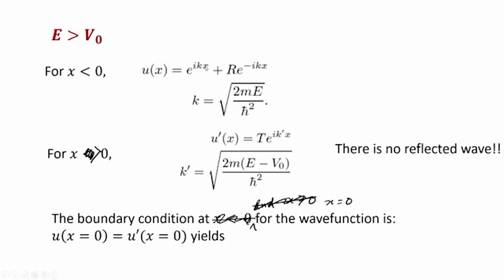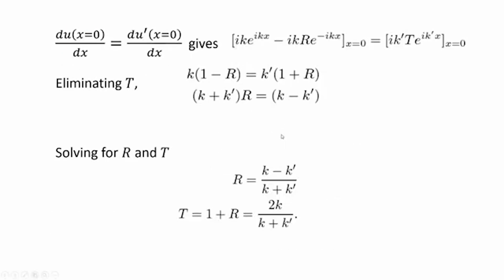We have written down the solutions, put x equal to 0 and match u and u prime, and that gives 1 plus r equal to t. If you put x equal to 0, the first term becomes 1, this becomes r, and this becomes t. So, it is 1 plus r equal to t. Then the other boundary condition, that the derivative of the wave function at x equal to 0 is also continuous, gives you: take the derivative and then put x equal to 0.